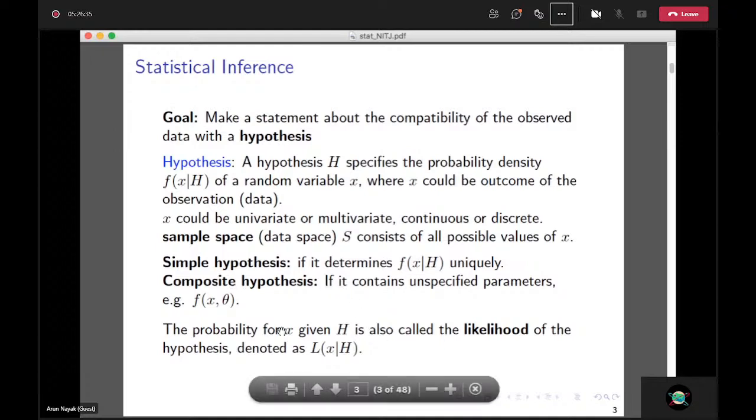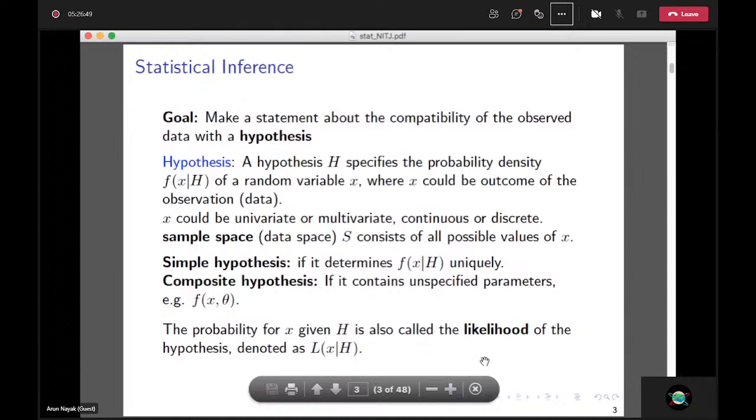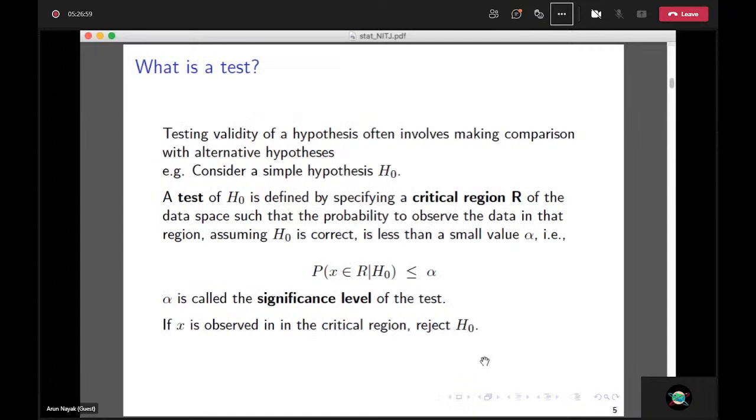I guess I don't have to introduce likelihood. Anyway, the probability for X given the hypothesis H is called the likelihood of the hypothesis, normally denoted as L of X given H. I guess you already had maximum likelihood estimation, so I can skip this.